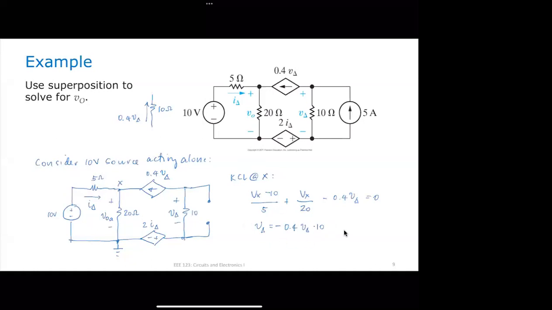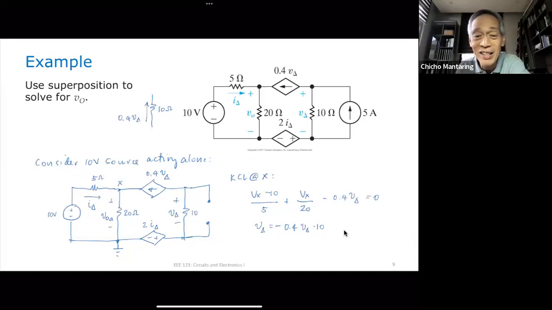Sir, is that 0? It's 0, right? How can this equation be true unless V delta is 0? How can V delta equal, in effect, minus 4 V delta? The only way that will be true is if V delta is equal to 0. So from this equation, we see that V delta is equal to 0. So this is now equal to 0.